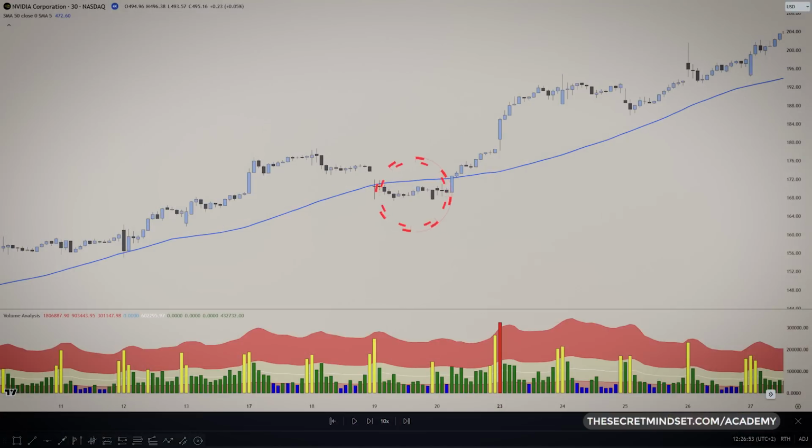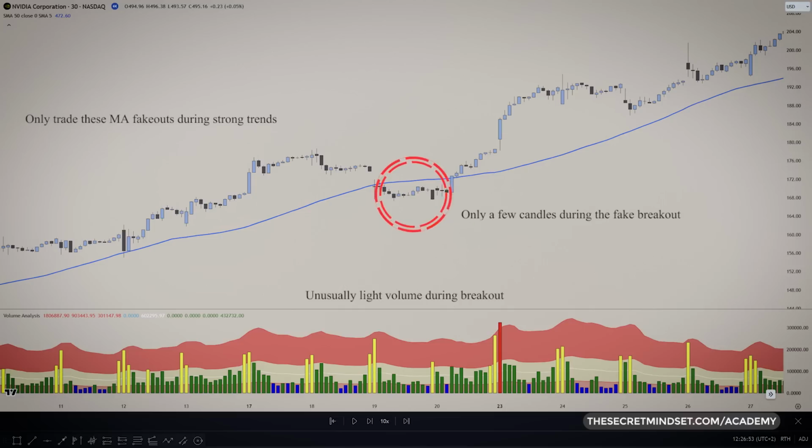And some key aspects to remember. Only trade these setups during strong trends, when major market players have more control. Watch for breakouts that last only a short time, like a few candles. Check the volume. It should be unusually light. And take a tight stop, in case it turns into a real breakout.